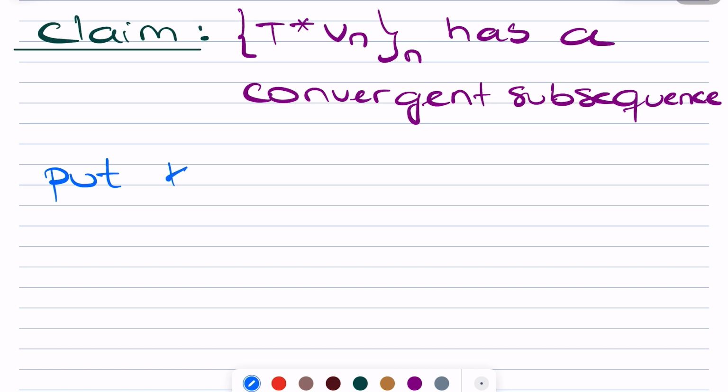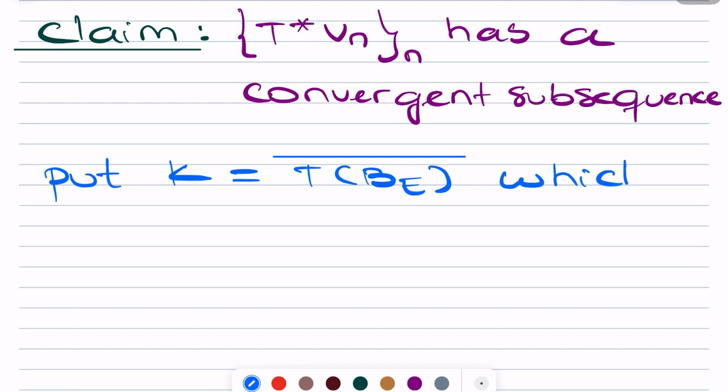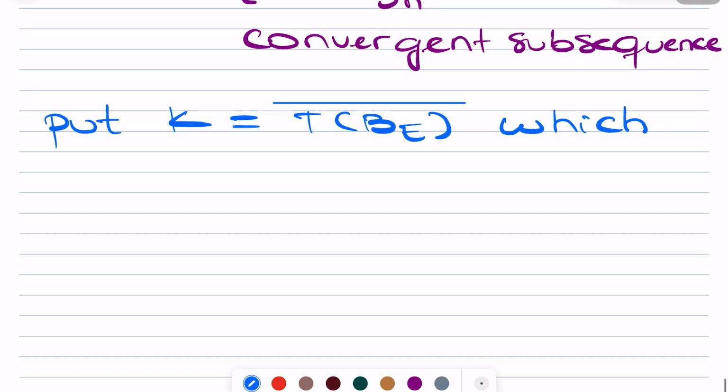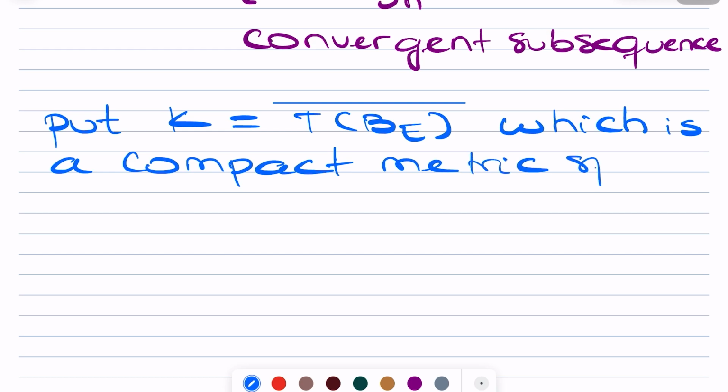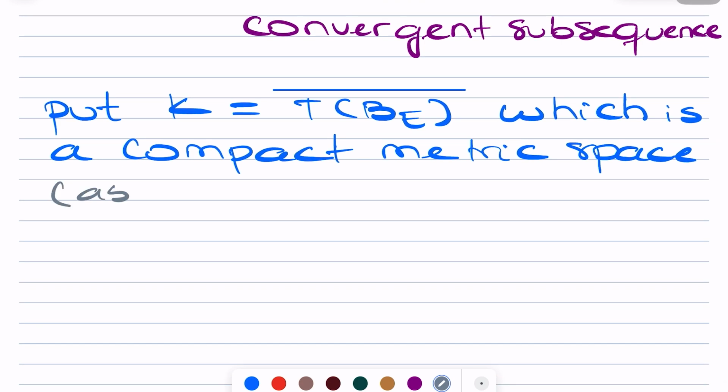Put K once again to be the closure of TB, the image of the unit ball in E, which is a compact metric space because T is a compact operator.